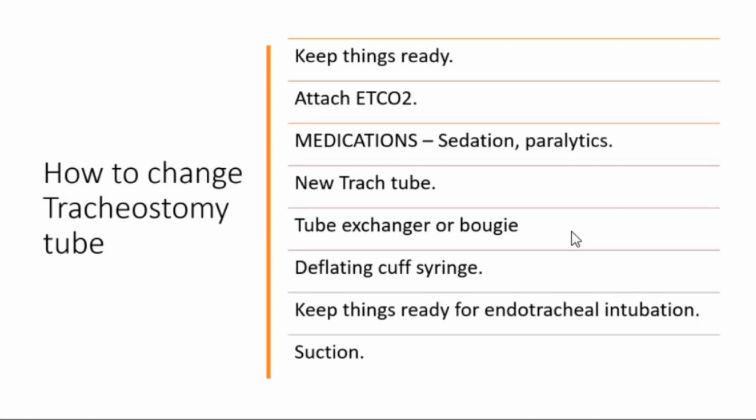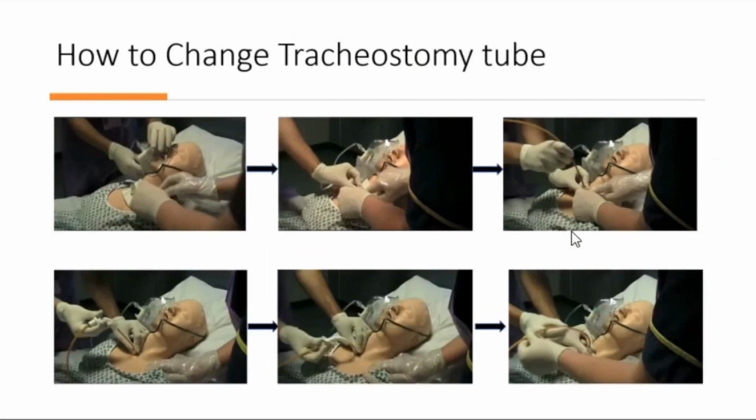Always keep ready for backup endotracheal intubation. Call for help and keep your suction. Check your suction before you change the tube. So how would you change the tube? The first thing is whether the patient is saturating. If your patient is saturating well and you have time to change the tube, you can definitely go for oral intubation.